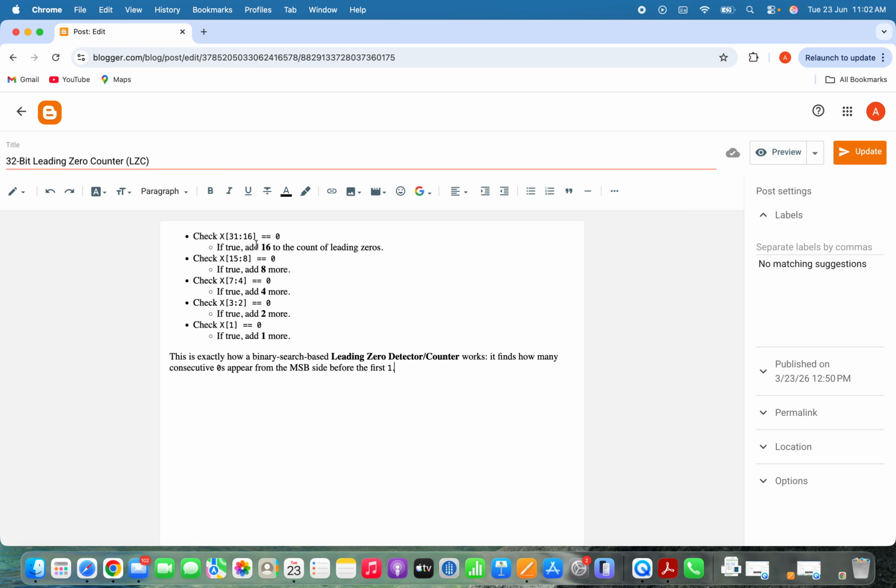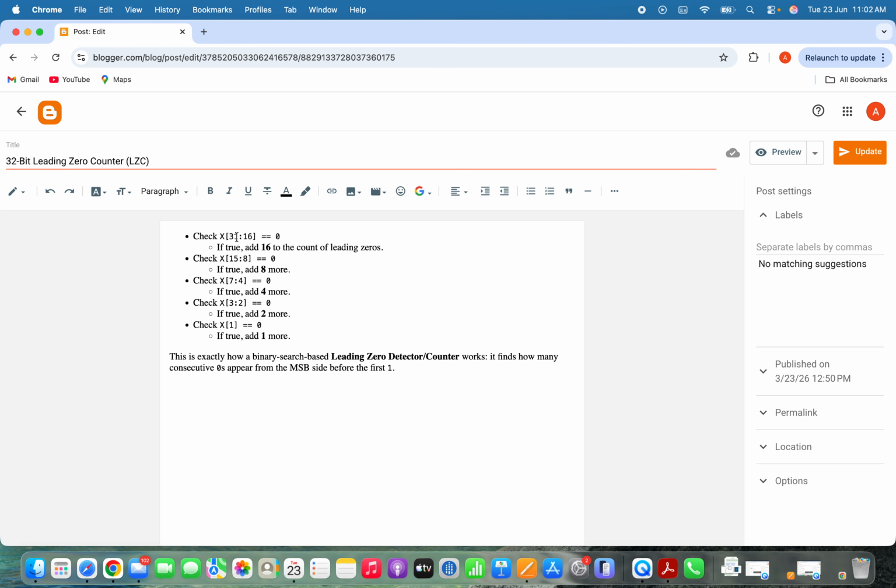If it is equal to 0, it means that the first logic 1 cannot be present in this region. Therefore, we already know that there are at least 16 leading zeros. So we add 16 to the leading zero count and continue our search only in the lower 16 bits, which is x15 down to 0.